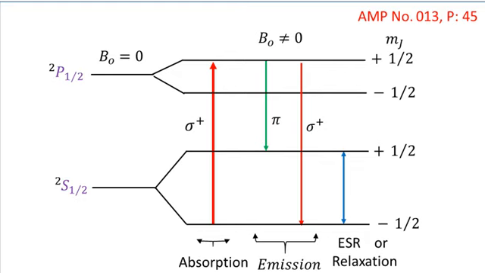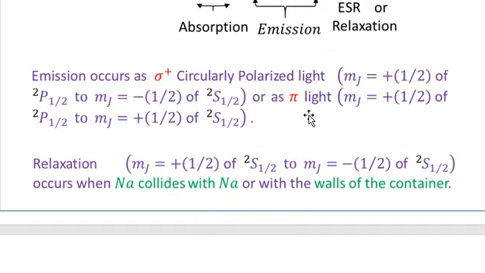the pi transition. So the pi transition, which occurs from Mj equal to plus half of the P1/2 level to Mj equal to plus half of the S1/2 level. Now the relaxation from Mj equal to plus half of the S1/2 level to Mj equal to minus half of the S1/2 level occurs when the sodium collides with another sodium atom, or when the sodium collides with the walls of the container. These are the two options.